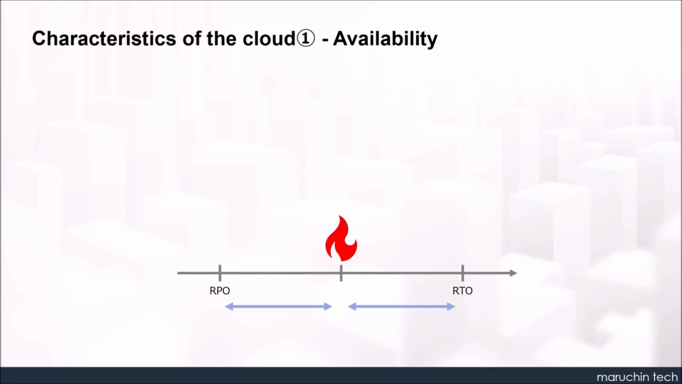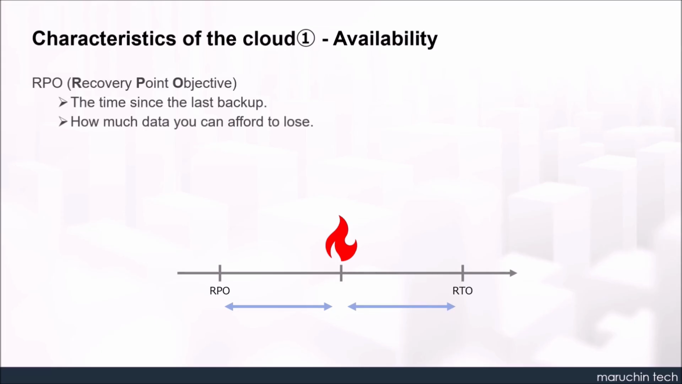This provides fault tolerance and high availability. For recovery planning, we need two key metrics: the RPO, recovery point objective, and the RTO, recovery time objective. RPO is the time since the last backup. It measures how much data you can afford to lose. For example, an RPO of 12 hours means that you might lose 12 hours of data.